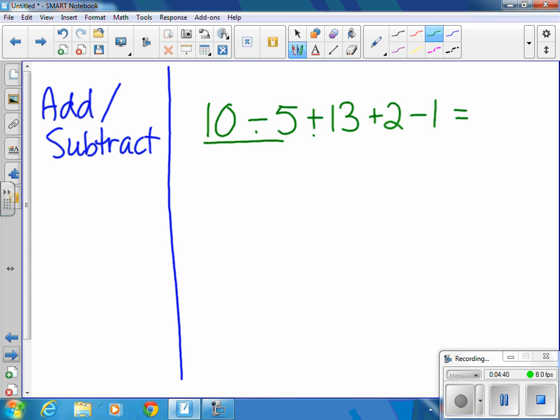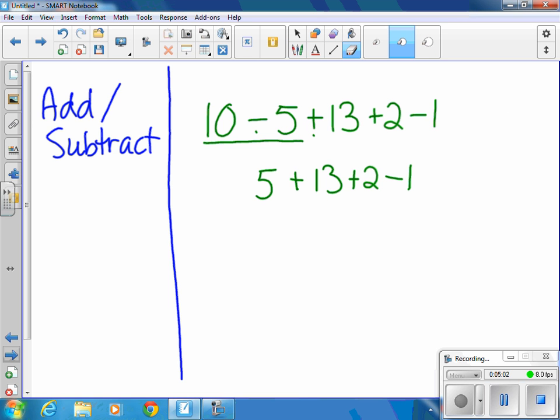I like to, as you noticed so far, underline the one thing I'm going to do each time I solve the problem. So I'm just going to underline the 10 minus 5 because that's all I'm doing. 10 minus 5 is 5. Now I'm going to rewrite everything else. Plus the 13, plus the 2, minus the 1. And actually, I made a mistake here. There's no equal sign. We don't use equal signs here. We are evaluating expressions when we do this. So we're making it more simple.